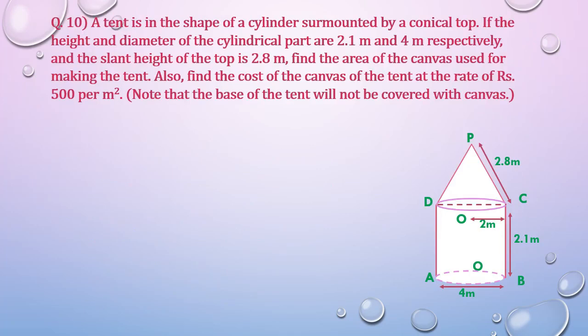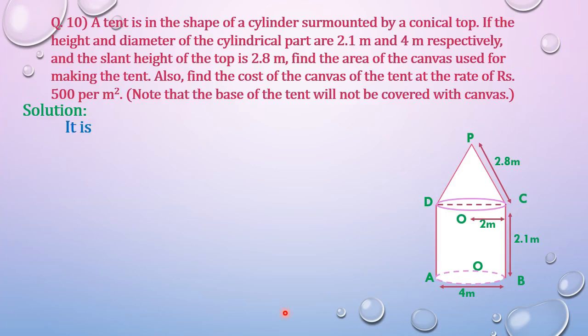A tent is in the shape of a cylinder surmounted by a conical top. If the height and the diameter of the cylindrical part are 2.1 meter and 4 meter respectively, and the slant height of the top is 2.8 meter, find the area of the canvas used for making the tent. Also, find the cost of the canvas of the tent at the rate of rupees 500 per meter square. Note that the base of the tent will not be covered with canvas.